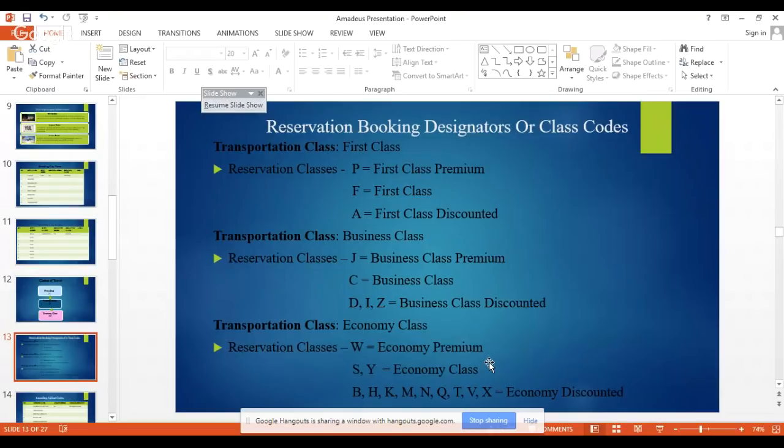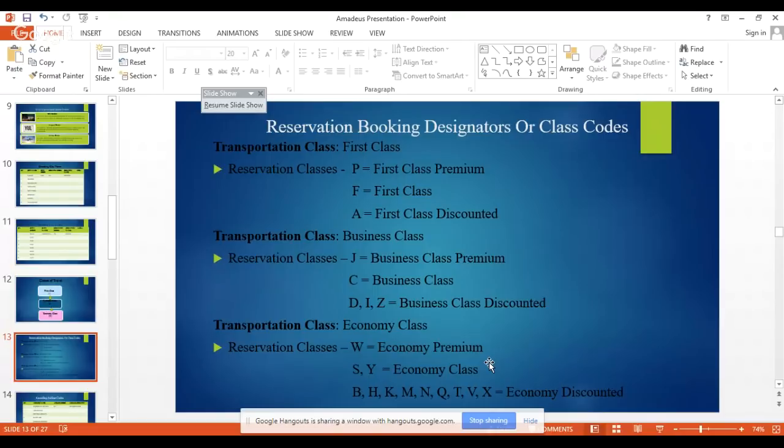Now, next to that, we have another transportation class that we'll be talking about, the business class. The reservation classes, we have the J, Juliet, which is business class premium. We have the C class, the Charlie class, which is business class. And we have the Delta, we have India, we have Zulu. Any of you can see any of it. Depending on the airline, they can decide to use D class, which is Delta. They can decide to use I, which is India, and they can decide to use the Z, which is Zulu. They are all business class discounted.